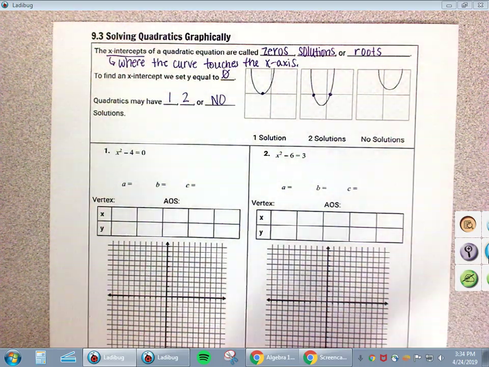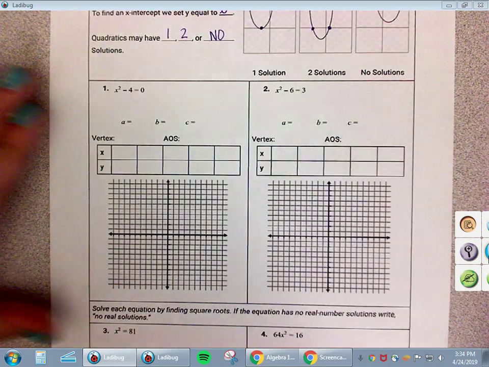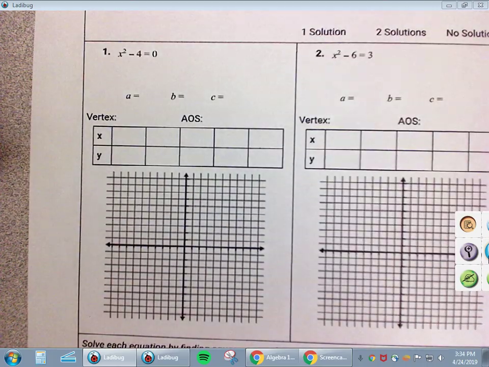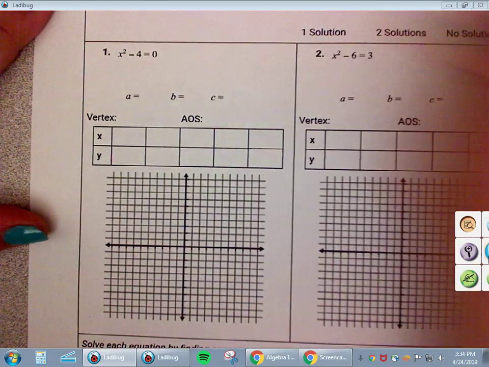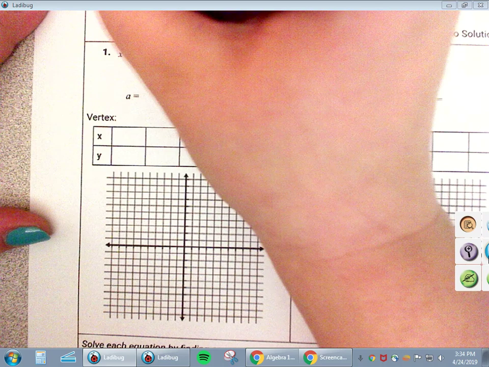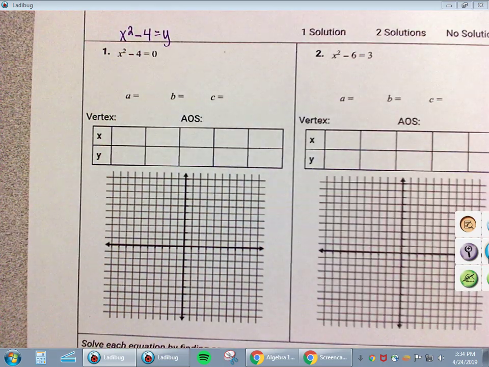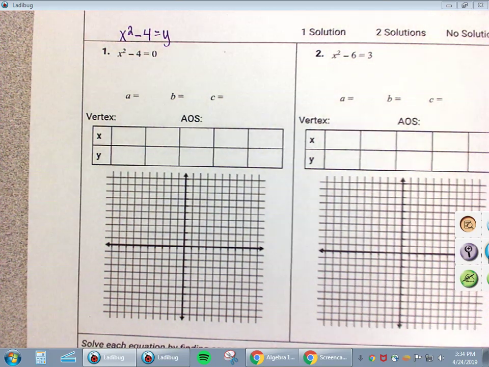Let's jump into it. So if we're given a question like this where it says x squared minus 4 equals 0, keep in mind that since we're solving, this originally was x squared minus 4 equals y, and then y is set equal to 0 to find the x-intercepts or solutions. So that y was already set to 0 for us, and we just want to solve for x. So to do this, we're going to graph it and then see exactly where it touches the axis.